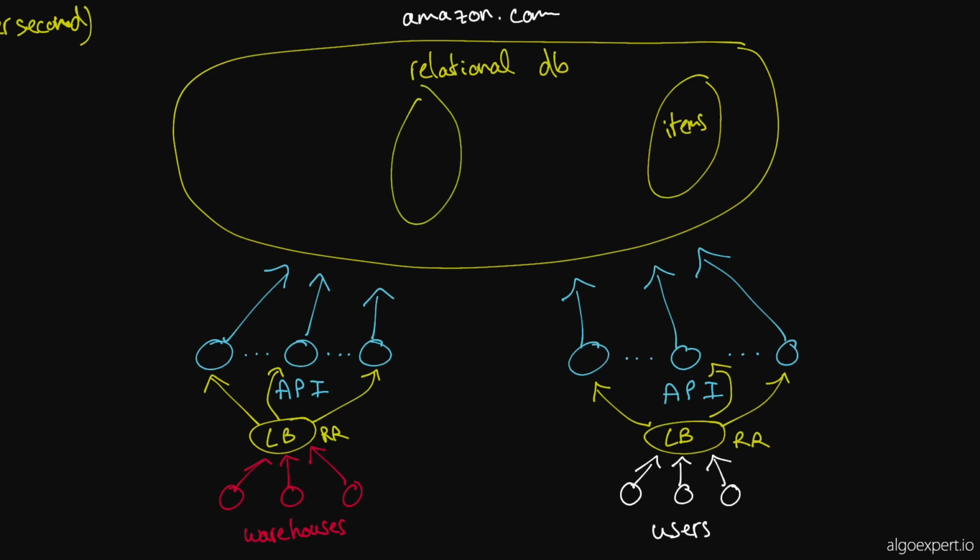Let me try to fit all these circles in. Orders. And these, I think, are going to be just SQL tables, right? This is going to be a SQL table where one row represents one order. Same for the items here. One row represents one item.